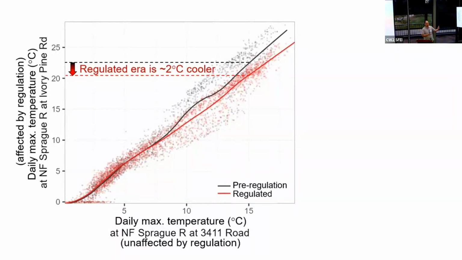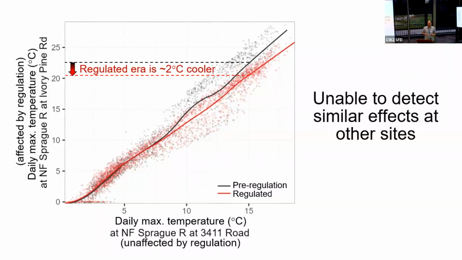So as that big diversion has been curtailed, there's a bigger volume of water flowing downstream, and so the water doesn't warm up as much by the time it reaches that next downstream station. But this is really the only site where we saw a big dramatic effect. In fact, we didn't really see much of an effect at all at the other sites that we had data to look at.